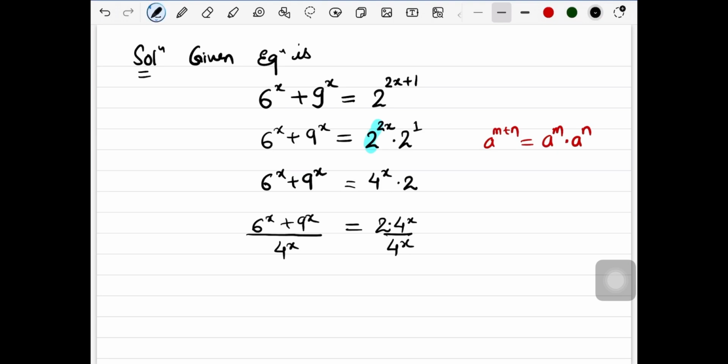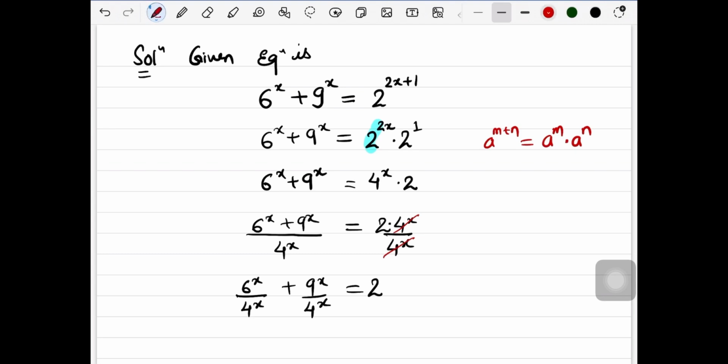In multiplication we can change their position, it hardly matters, right? They are commutative. So 4 to the power x got cancelled. On the left hand side we can split the fractions. So this is 6 to the power x over 4 to the power x and 9 to the power x over 4 to the power x, and on the right side now we have only 2.